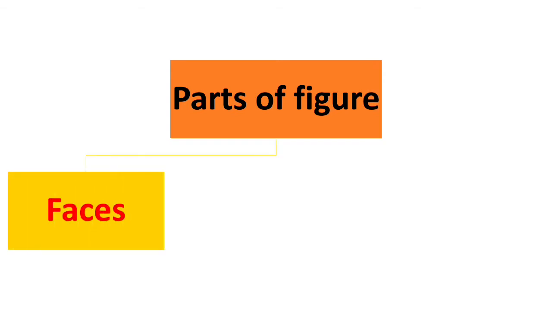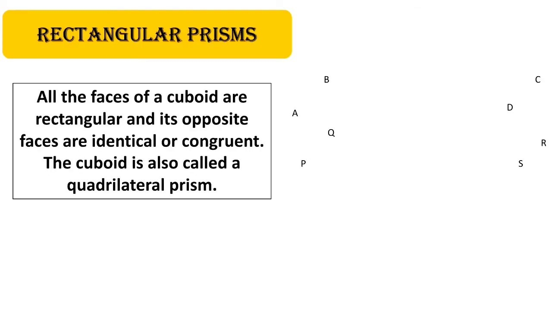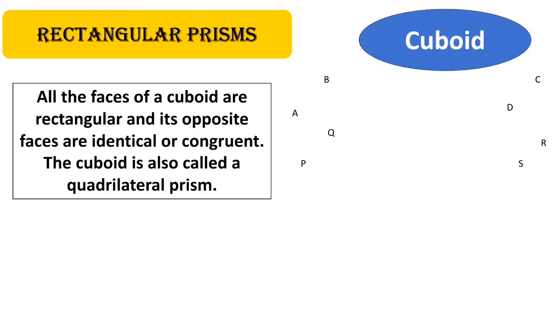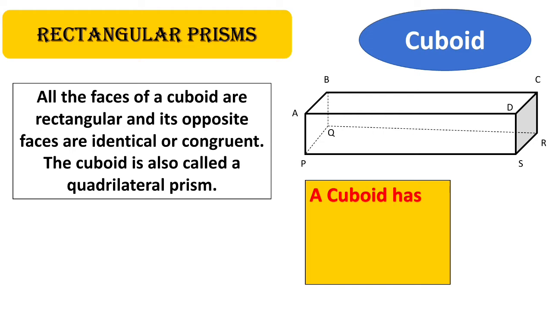the parts of figure. Whichever the figures are given, they have three parts. There are faces, vertices and edges. The rectangular prism. All the faces of a cuboid are rectangular and its opposite faces are identical or congruent. Then the cuboid is also called a quadrilateral prism. Children, in cuboid, there are 12 edges.